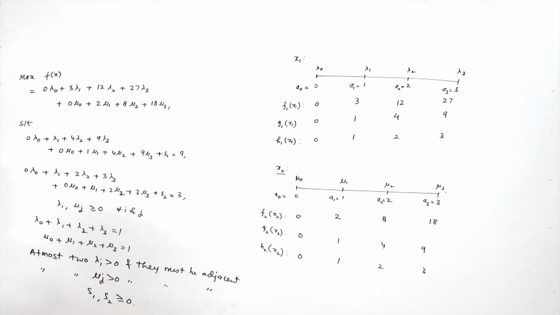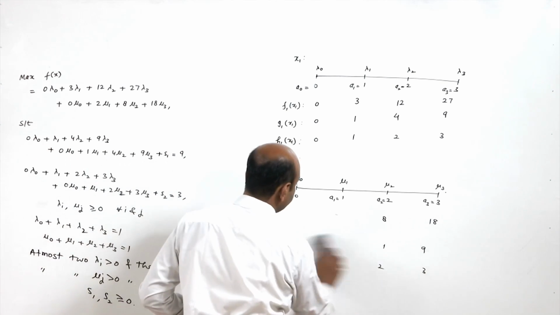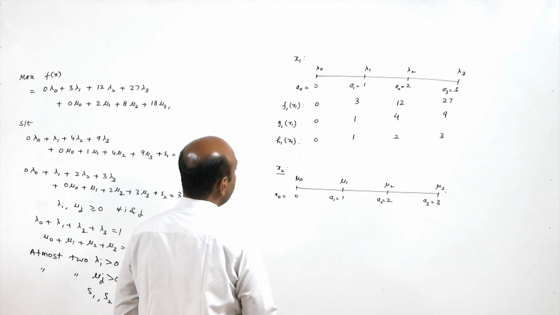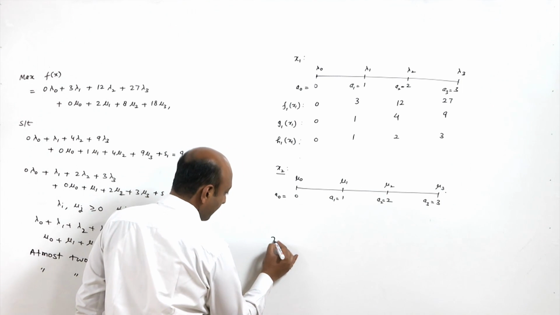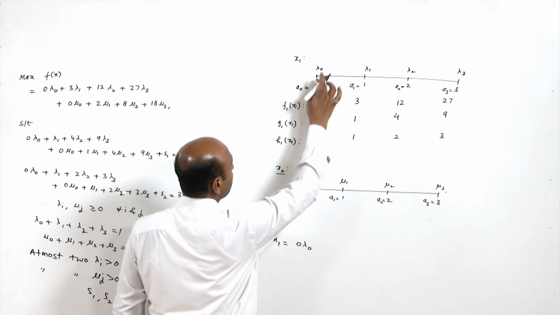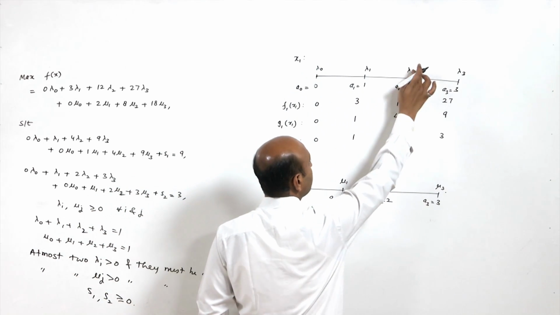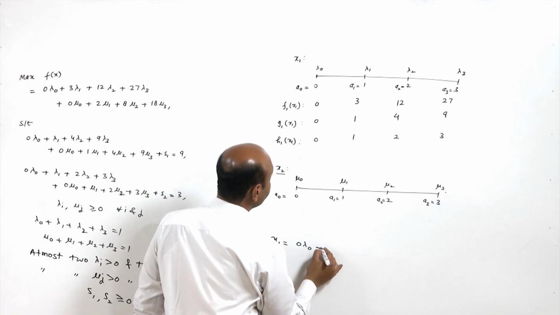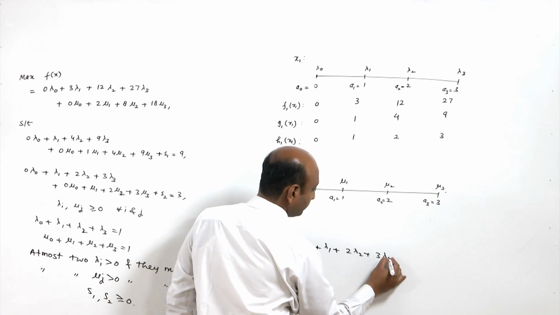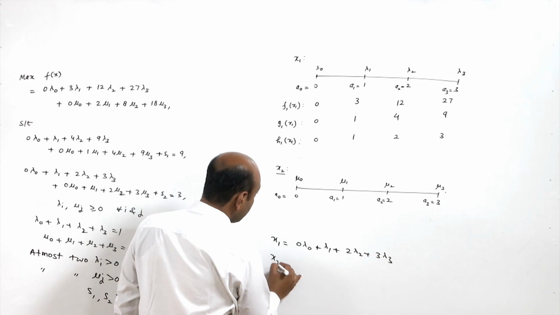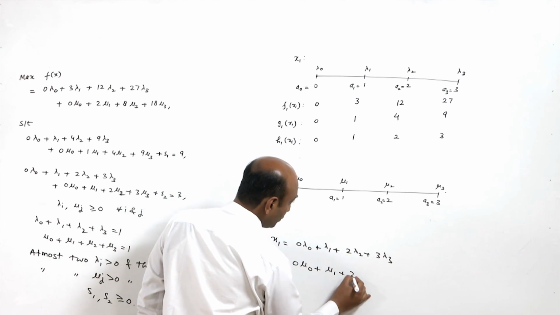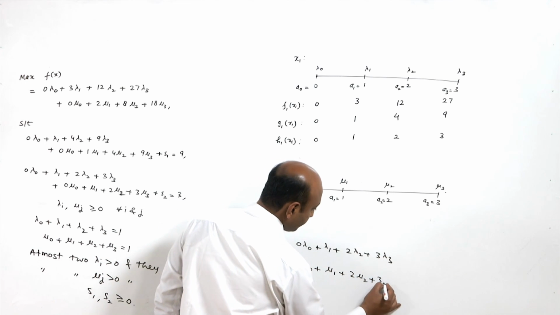So, how to find x1, x2 in this problem? x1, x2 can easily be found. x1 will be nothing but 0 lambda naught plus 1 lambda 1 plus 2 lambda 2 plus 3 lambda 3, and x2 is nothing but 0 mu naught plus mu 1 plus 2 mu 2 plus 3 mu 3.